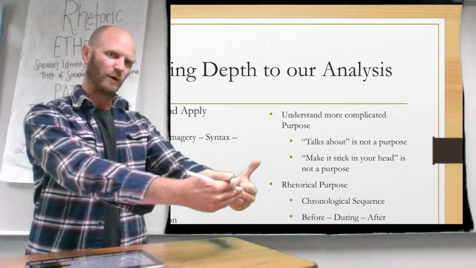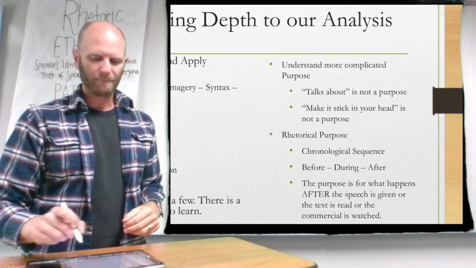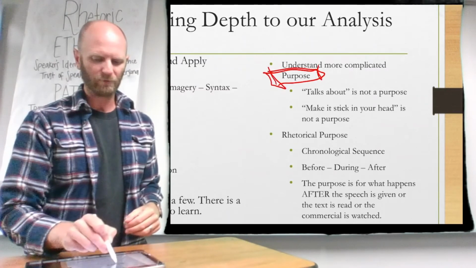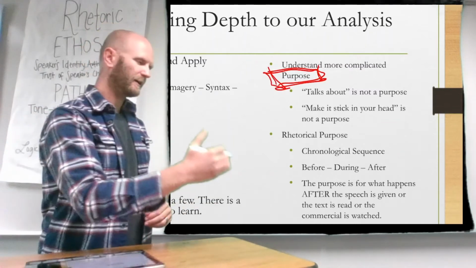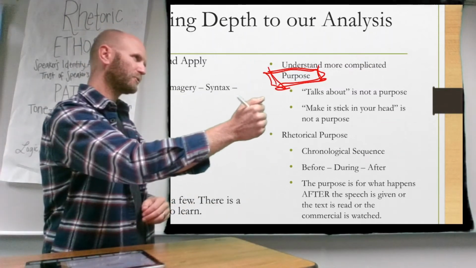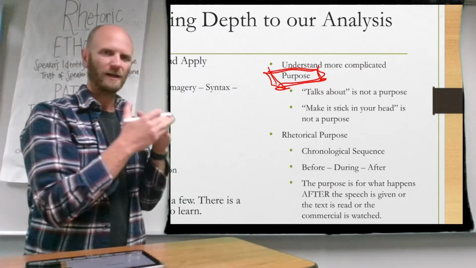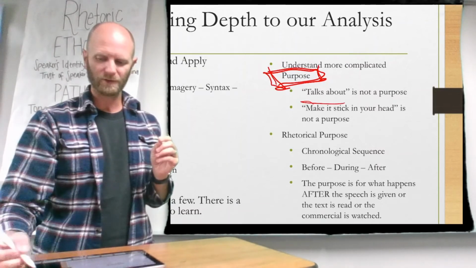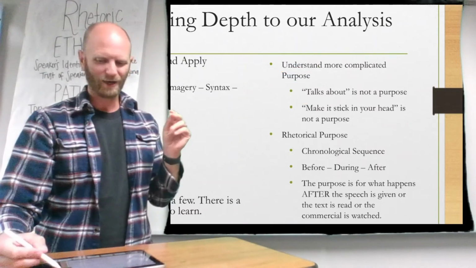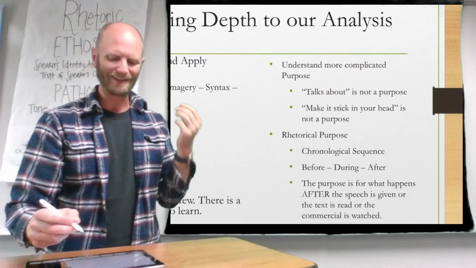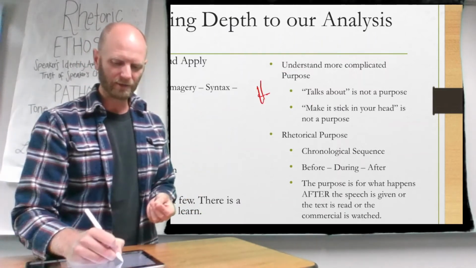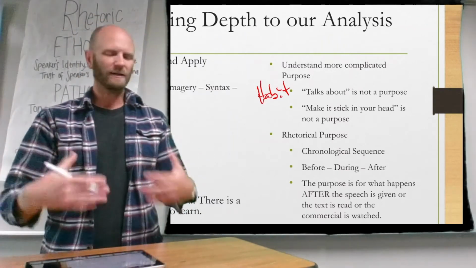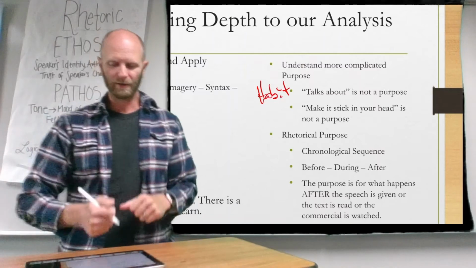A couple other things to keep in mind, and I'm just trying to lay out a preview, a simple introduction for what we're working towards, as we think about purpose. The purpose of what we read is really the end goal, the focal point of our discussion: trying to understand the author's purpose. One thing we need to keep in mind is to stop saying "talks about." I'm going to harp on this over and over again. It's a habit we need to break: the author talks about, or he talks about, or somebody talks about.